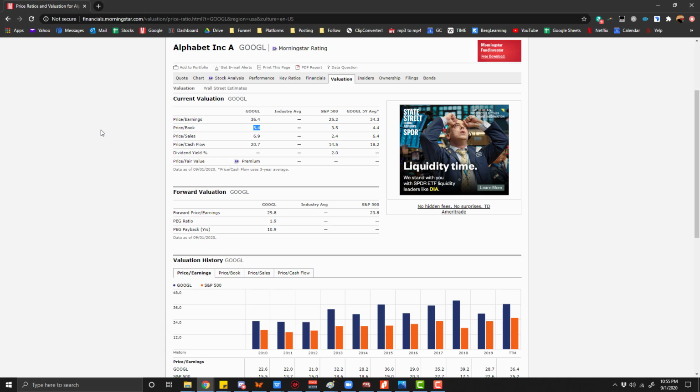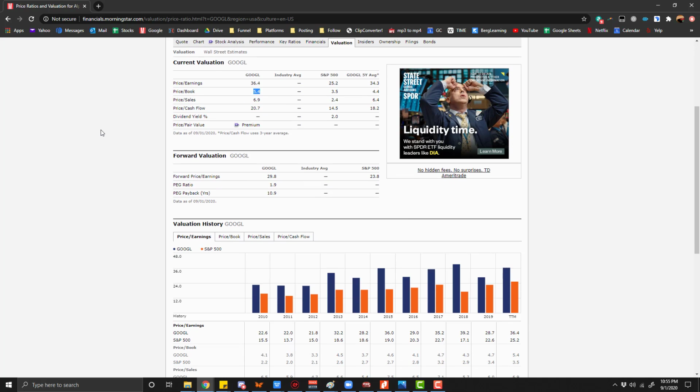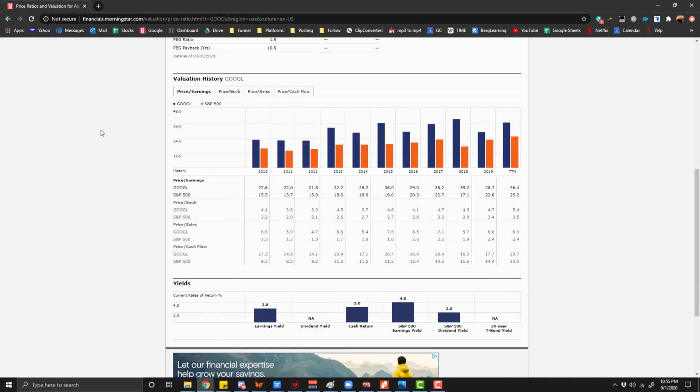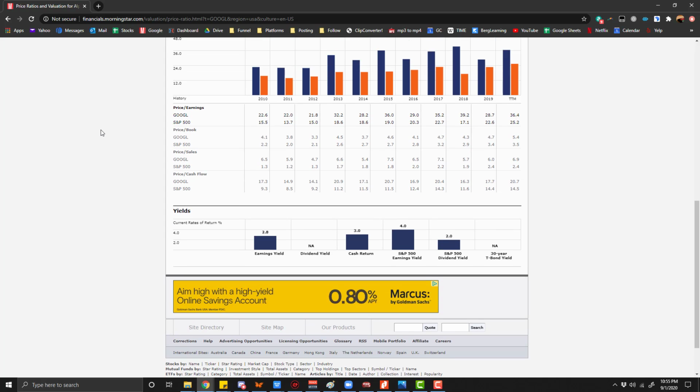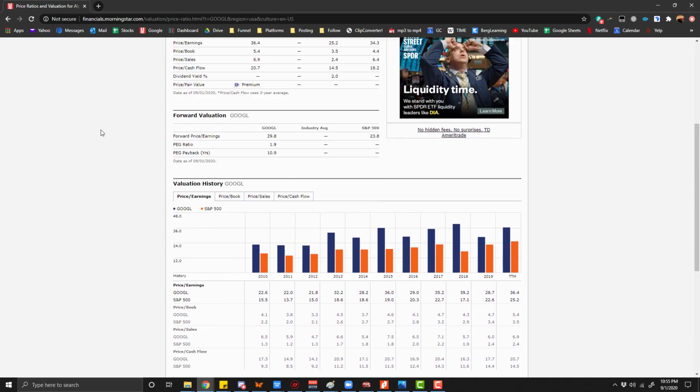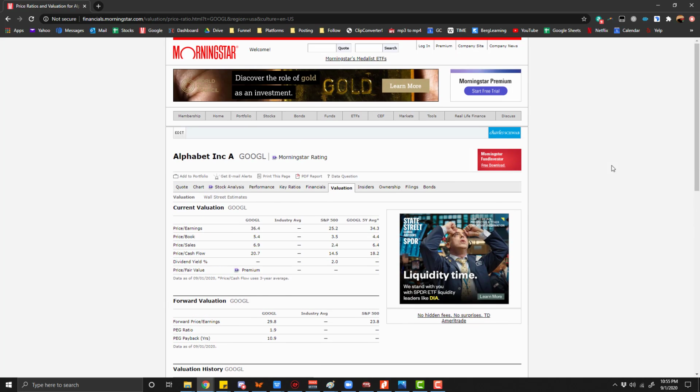You can see Google is slightly more expensive than usual, but hey, stocks are always supposed to be slightly more expensive. And that's always when it's the best time to buy. So that's how it works. Now you know how to read financial statements.